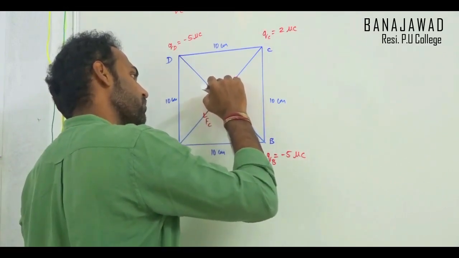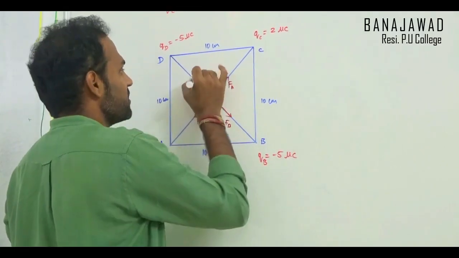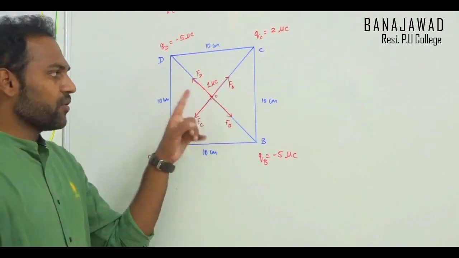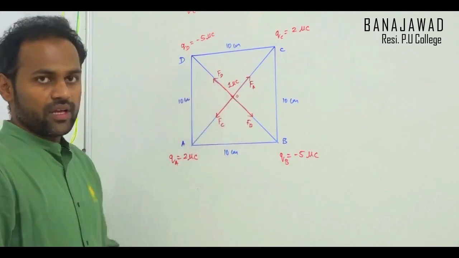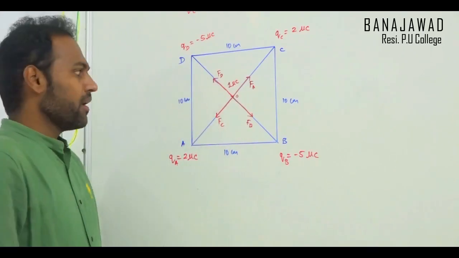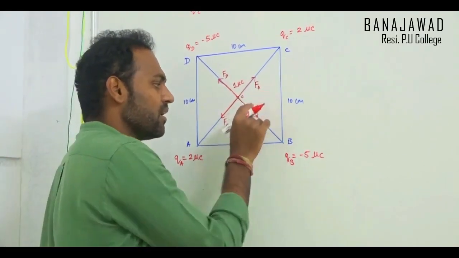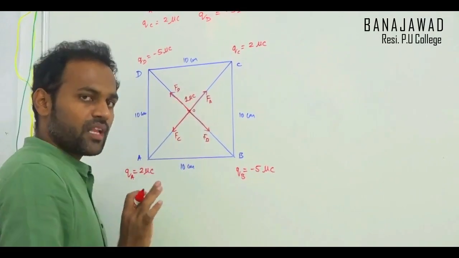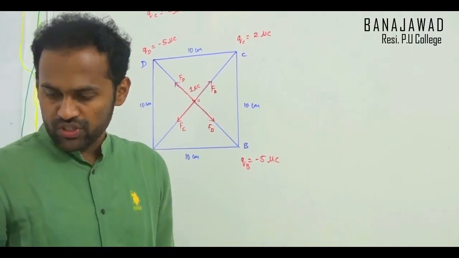That's why that force I will show in this direction. This is the direction of the force now. I will name it as FD. So total 4 forces are acting on this charge, that is FA, FB, FC and FD, along these directions. Now what we have to do is calculate the magnitudes of all these forces, FA, FB, FC, FD. So we'll go on calculating the magnitude of all these forces now.